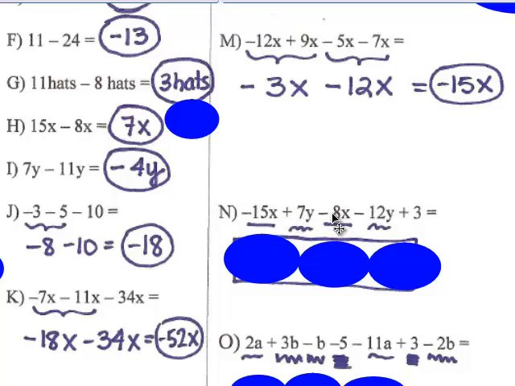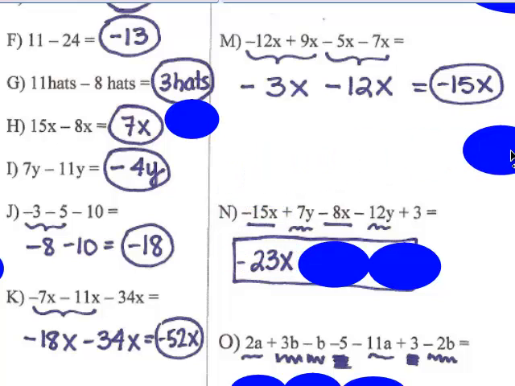So negative 15 minus 8, signs are the same, so I would add. So that would be 23. And it would be the sign of the biggest, which would be negative. So negative 23x. So I'm done with the x's. Now with another type of underline, I underline the other like term, which is y. There's 7y and negative 12y. Signs are different, so you're going to subtract, and it would be 5y, and the sign would be negative because 12 is bigger than 7, so this would be negative 5y.